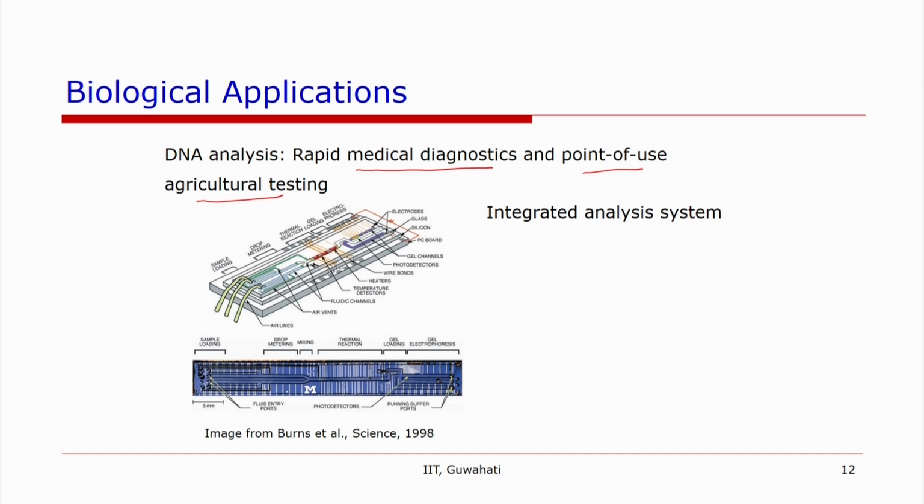So, here is an integrated analysis system in which all the steps of the DNA analysis, sample loading, drop metering, thermal reaction, gel loading and electrophoresis, which is for separation of the particles, have been integrated on a single chip. Such a compact and small scale device can be very useful for analysis of DNA.